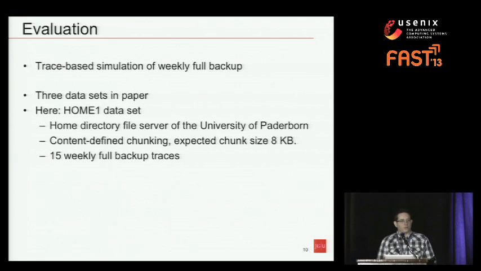We evaluated this approach using trace-based simulation of weekly full backups. There are 3 different data sets in the paper. I will only explain one data set here. This data set is called the Home1 data set. It's based on a home directory file server at the University of Paderborn, with weekly full backups using content-defined chunking and 8 kilobyte chunk size. This is actually the same data set as used for the Store paper a few years ago.